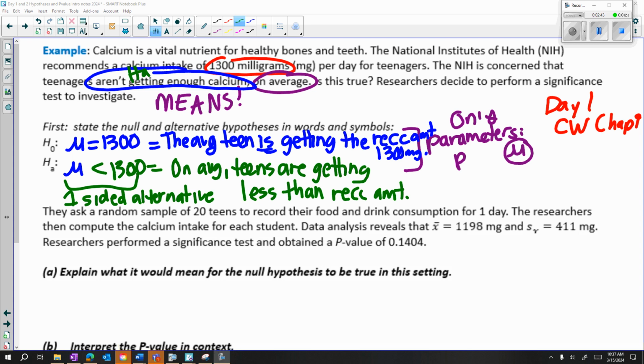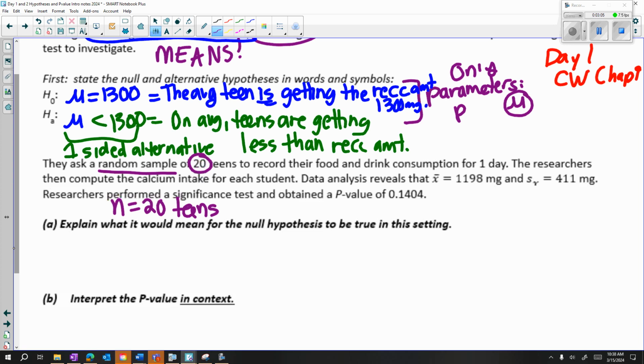Okay, so now we actually want to investigate this by taking a sample. So right now we're going to take a simple random sample of 20 teens. That is going to be sample size n equals 20. We think these teens are from our nation, so hopefully they're an SRS of our population of interest. And they find the mean calcium consumption per day of these people and the standard deviation, and then they perform a significance test and they obtain a p-value of 0.1404.